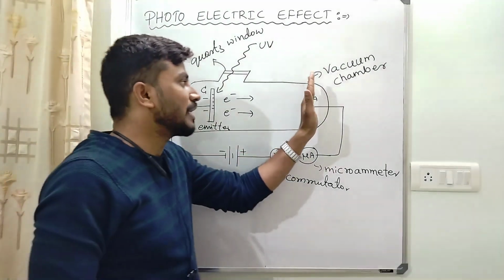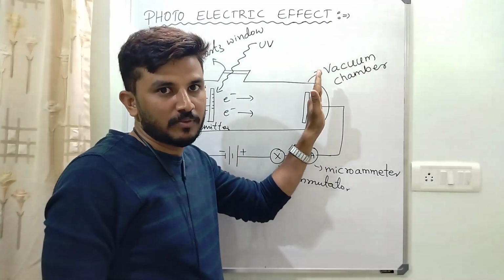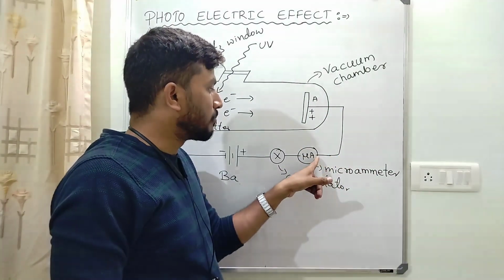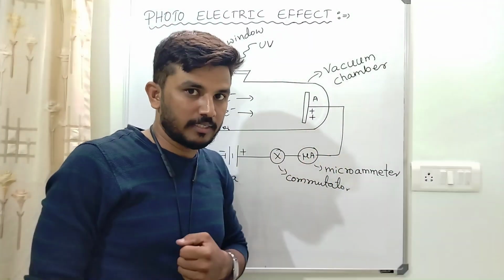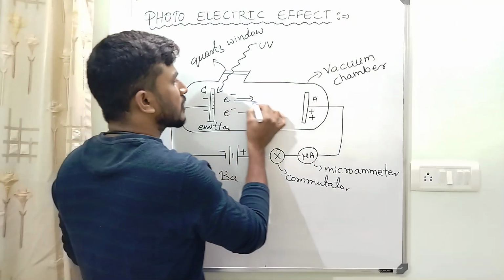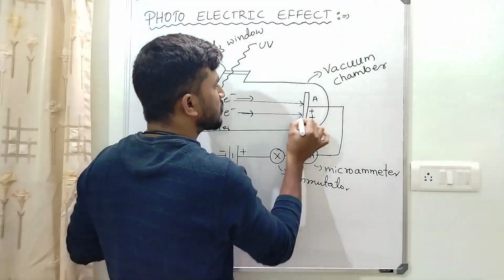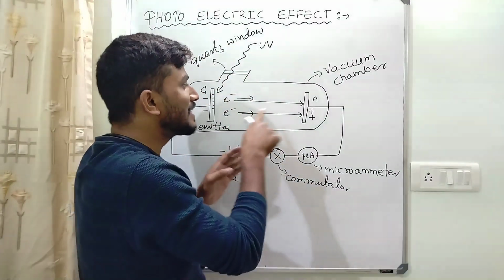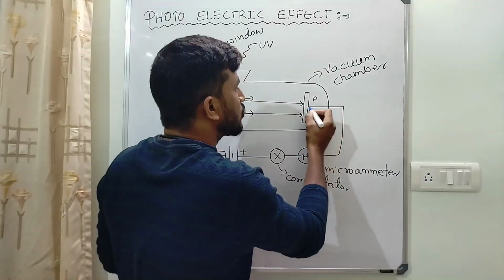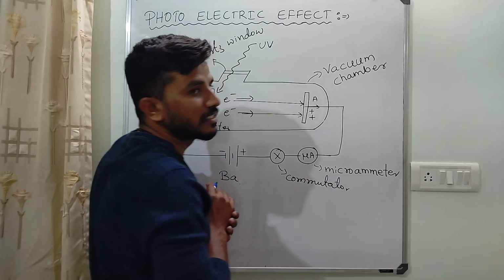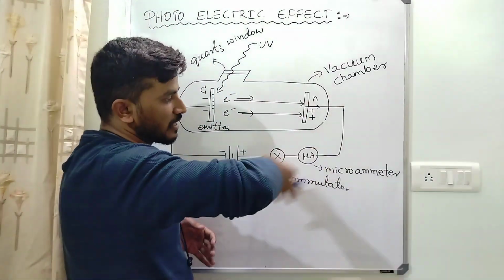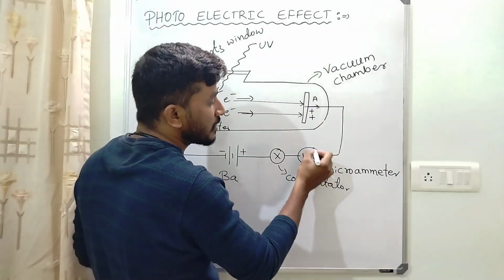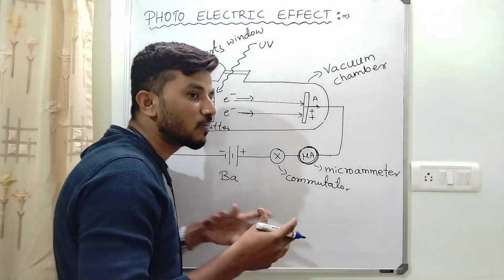That's why he has utilized this anode plate, which is connected to a microammeter, which measures small current. When this electron hits this anode plate, there will be current generated in the external circuit. That small current is measured in this microammeter.